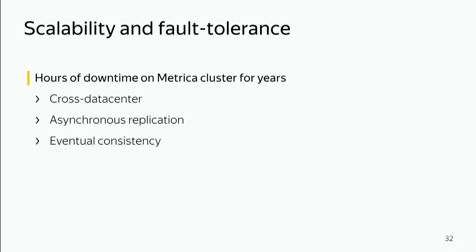Scalability and fault tolerance. We have our Metrica cluster, which is big enough, and in the Metrica cluster we have literally hours of downtime during all this period. It's about 3 years maybe, and that says a lot, especially when we're talking about Metrica, because on Metrica we deploy the most fresh version of ClickHouse like every 2 weeks maybe. Cross data center, as I said, it survives a data center failure. Also, asynchronous replication helps us in that because it works just faster, right? And eventual consistency, which means that your data will be consistent eventually.